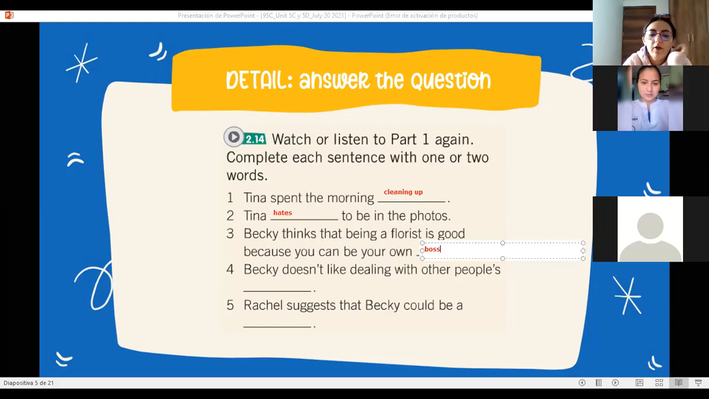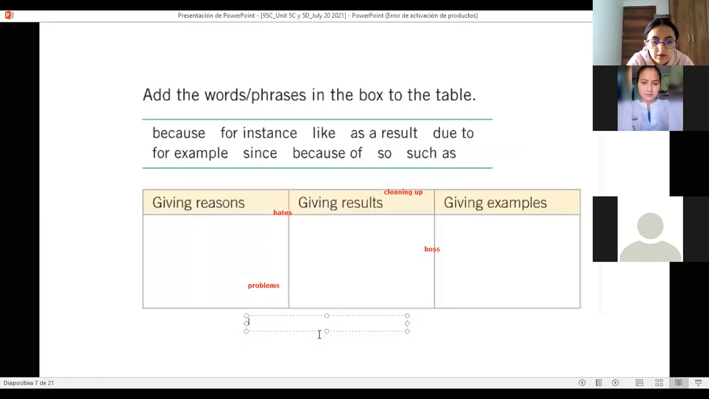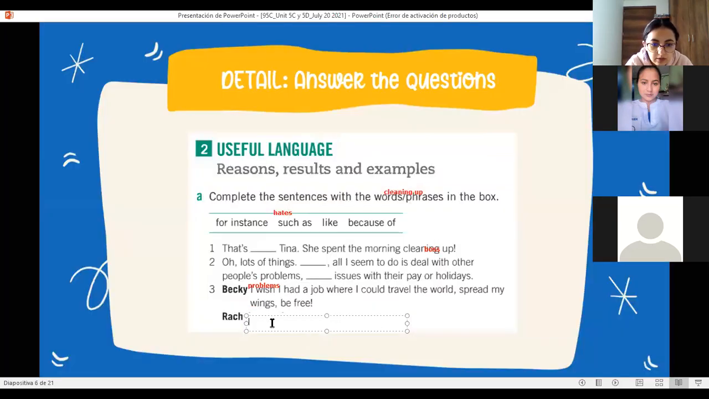Exactly. What about number 4? Becky doesn't like dealing with other people's... Problems. Perfect. Problems. She doesn't want to deal with other people's problems. And finally, Rachel suggests Becky could be a... What do you think? What's the job that Rachel is suggesting to Becky? Professional photographer. Okay, to be a professional photographer, right?